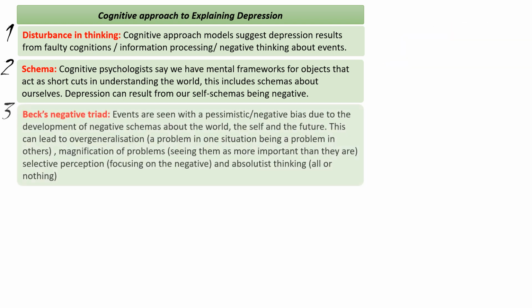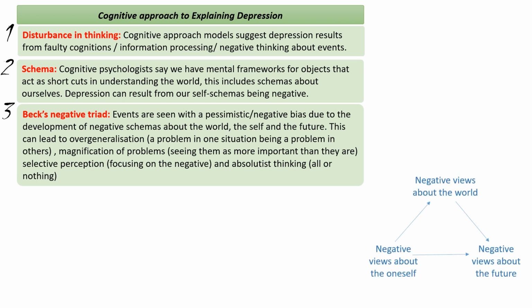Beck says that events will be seen with a very negative bias, and this is because the development of a range of negative schemas about yourself, but also about the world and the people in them, and also negative schemas about what's going to happen in the future. So this is going to lead to a range of different problems. One problem is overgeneralization. Let's say you have a bad experience in class, and then you develop the perspective that any class is going to be unpleasant for you.